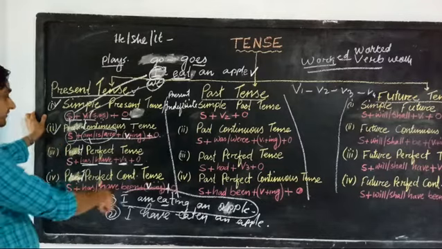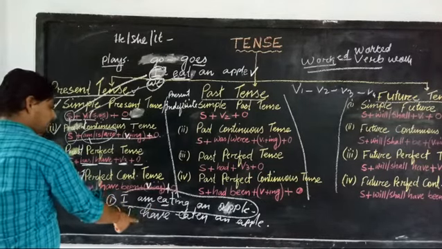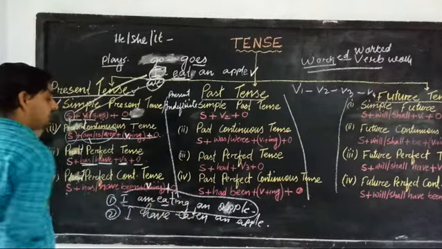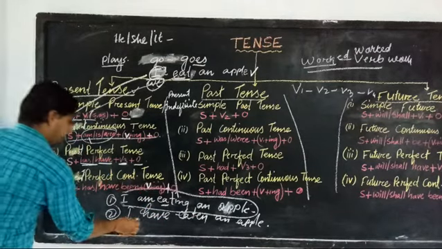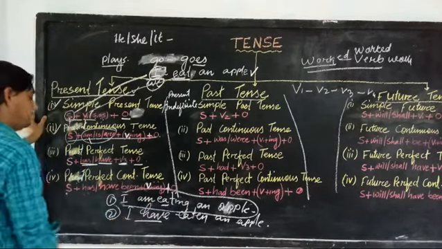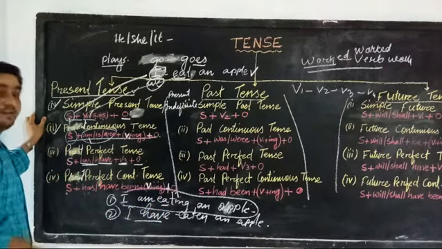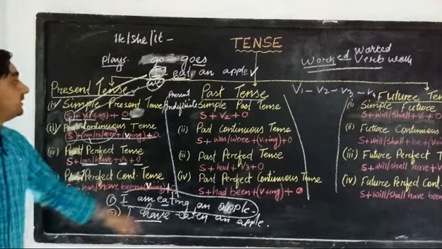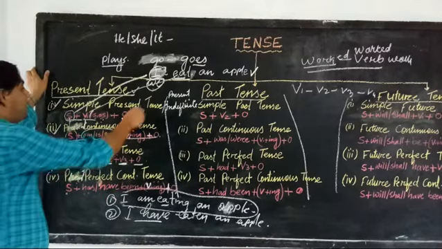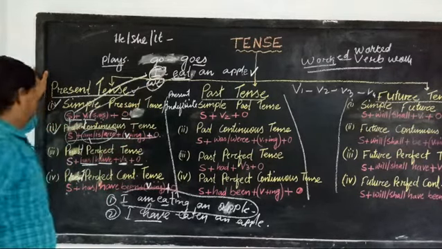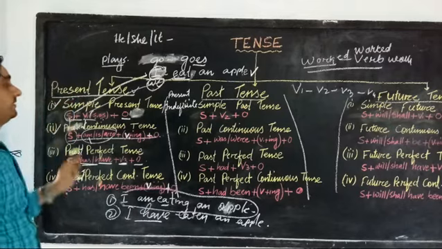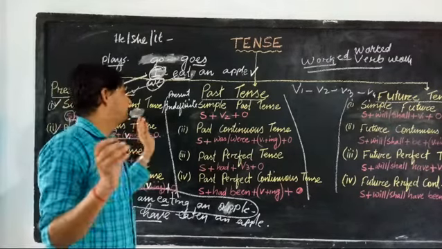So I have been eating an apple. If we make this, then we can write in this way. I have been eating an apple. So this is all about the present tense. So I hope it is clear.